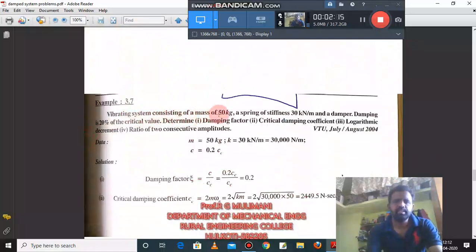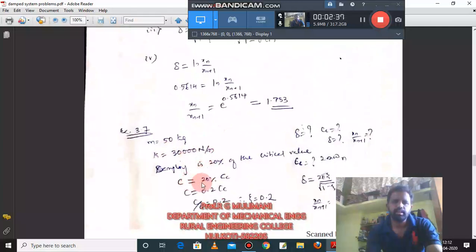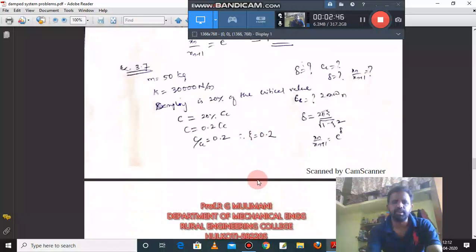Vibrating system consists of mass 50 kg. Mass is given again. Stiffness is given, 30,000 Newton per meter, and damper. Damping is 20% of the critical value. See here, damping means C. C is 20%, 20% is 0.2, 0.2 of the critical value. C equal to 0.2 of Cc. So C by Cc is 0.2. C by Cc is nothing but damping ratio, that is 0.2.